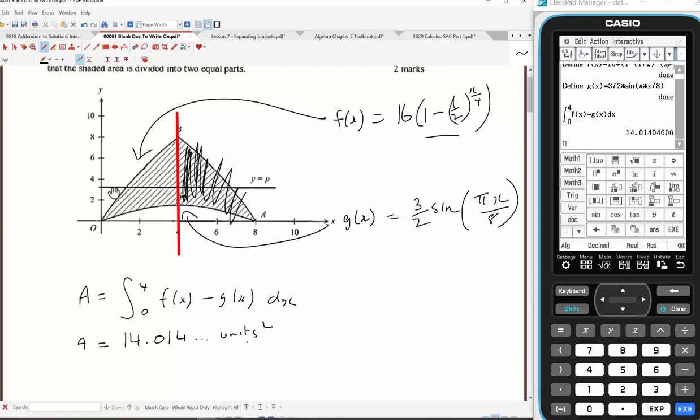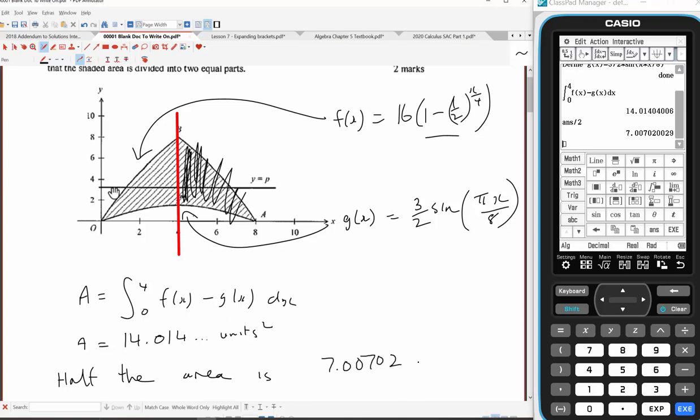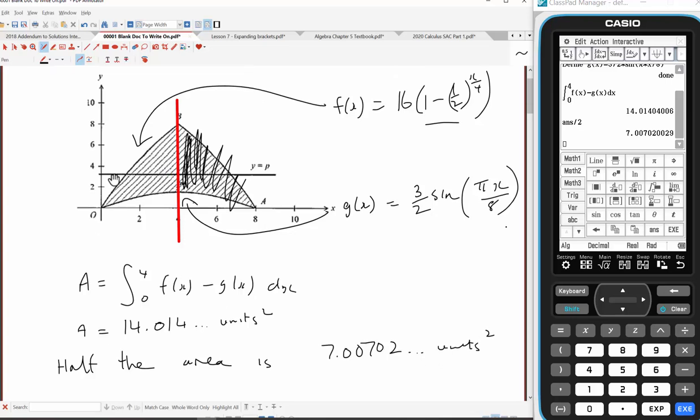All right, so what I want to know is how much area is contained in half of this. So half the area is, I'm going to divide this by 2, 7.00702 ... units squared. Okay, now the hard part.